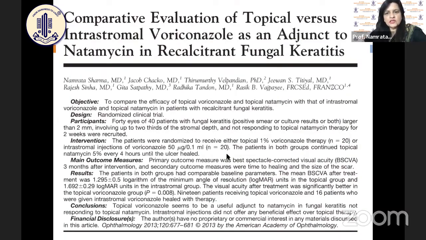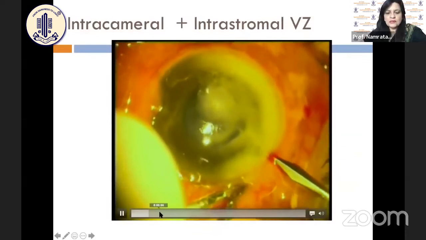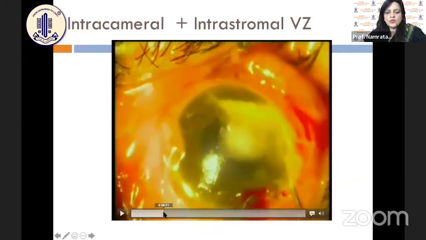And this was a randomized controlled trial which helped us to understand that if to topical natamycin you add topical voriconazole, then the results are better than if only topical natamycin is there. And so combination therapy probably has a greater role to play than a single drug therapy for fungal keratitis. And intrastromal voriconazole in this cohort did not show a significant difference when it was added to the topical natamycin therapy. And this is just to show how it is done.